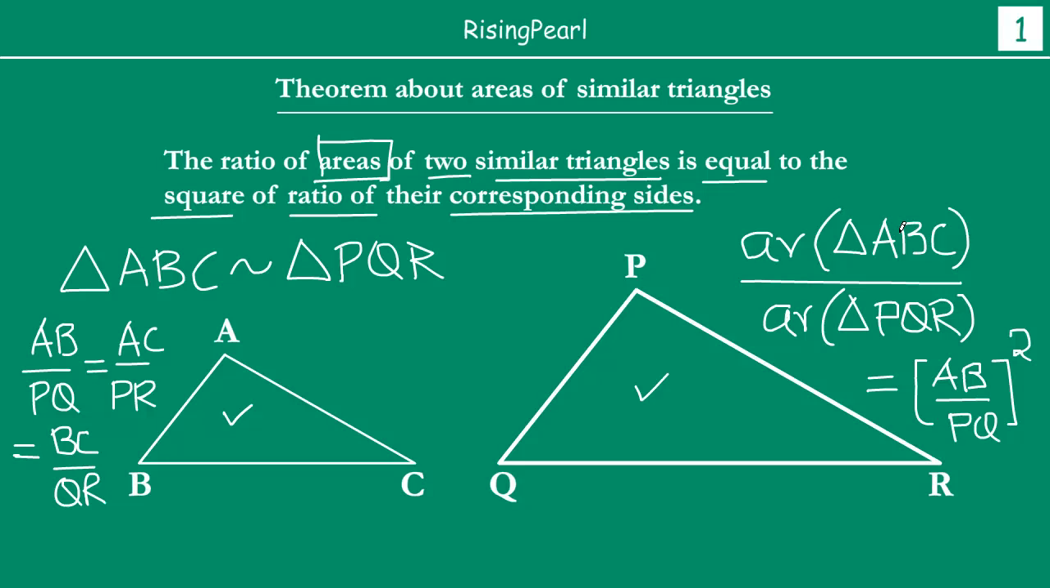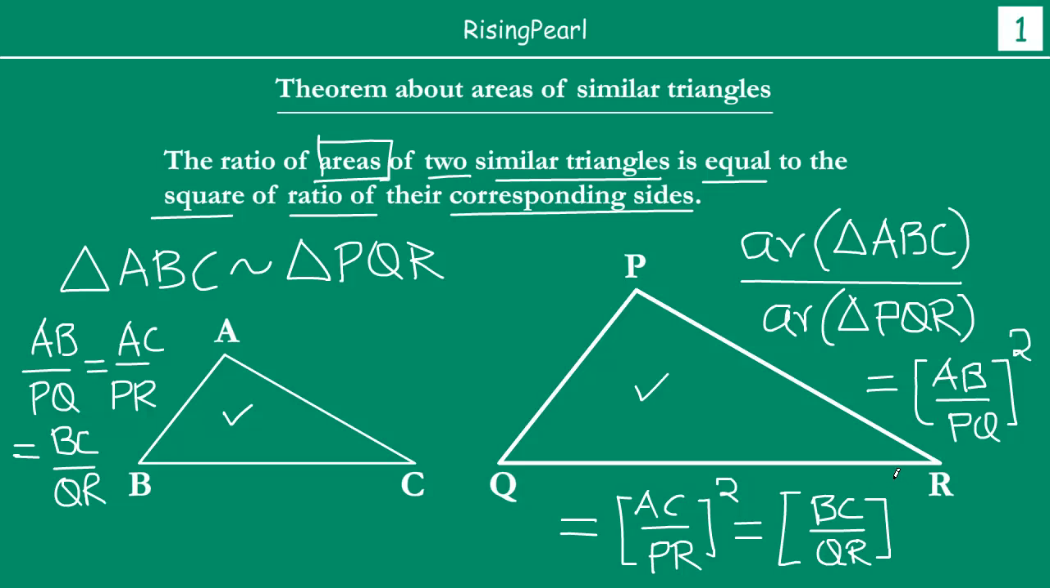So the area of triangle ABC divided by area of triangle PQR is equal to the ratio of the corresponding sides squared. So (AB by PQ) square, we can also say the same thing is equal to (AC by PR) square, which is also equal to (BC by QR) square, because all these ratios are the same. So friends, the ratio of the areas of two similar triangles is equal to the square of the ratio of the corresponding sides.